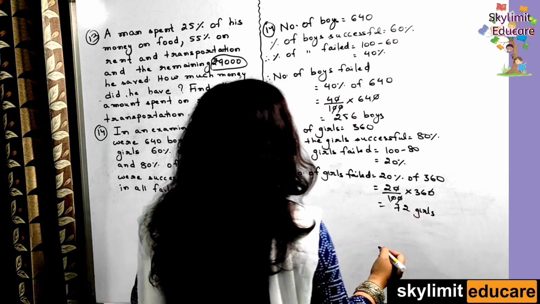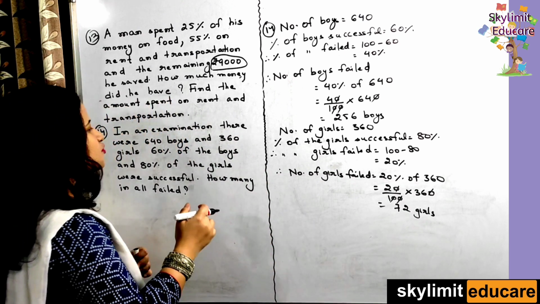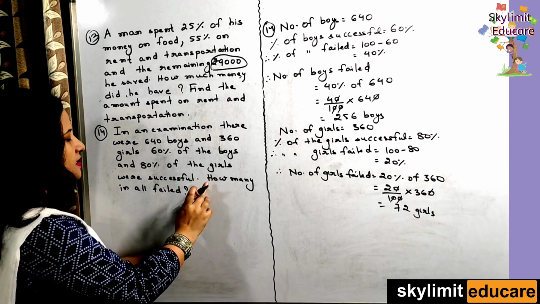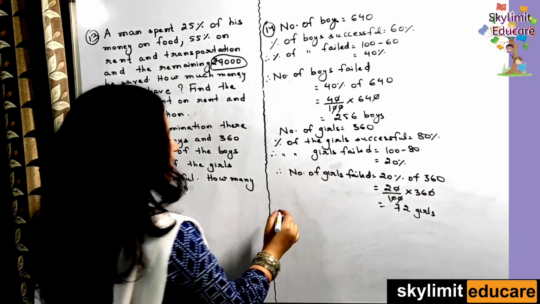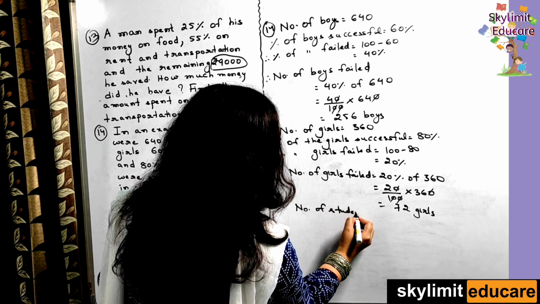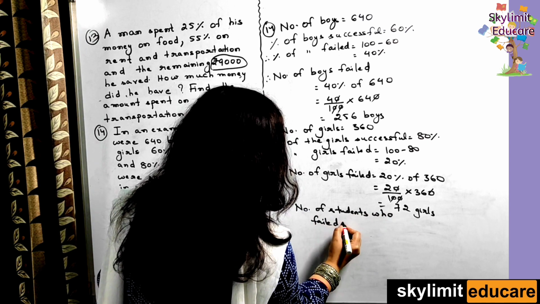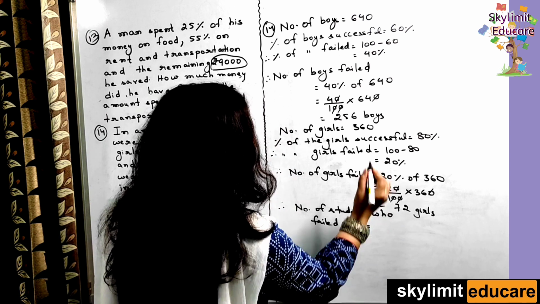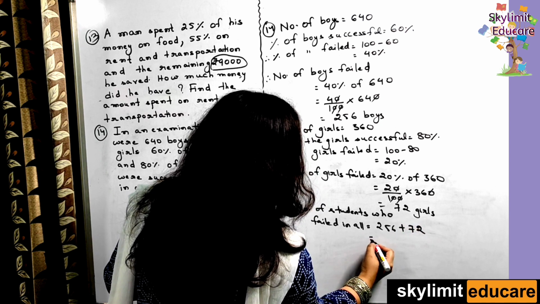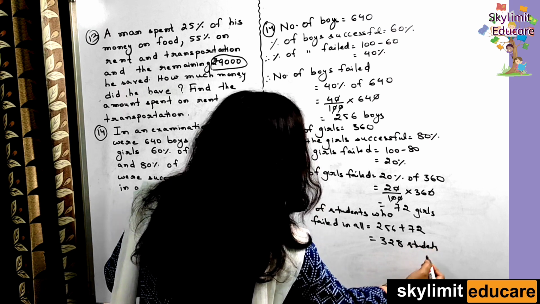So out of the total number of students, 256 boys failed and 72 girls failed. The total number of students is what? 360 plus 640 is the total number of students who appeared in the exam. And what is asked? How many in all failed? So the number of students who failed in all, that means including both boys and girls. Number of boys who failed is 256 and number of girls who failed is 72. So just add it. That means 328 students in all have failed.